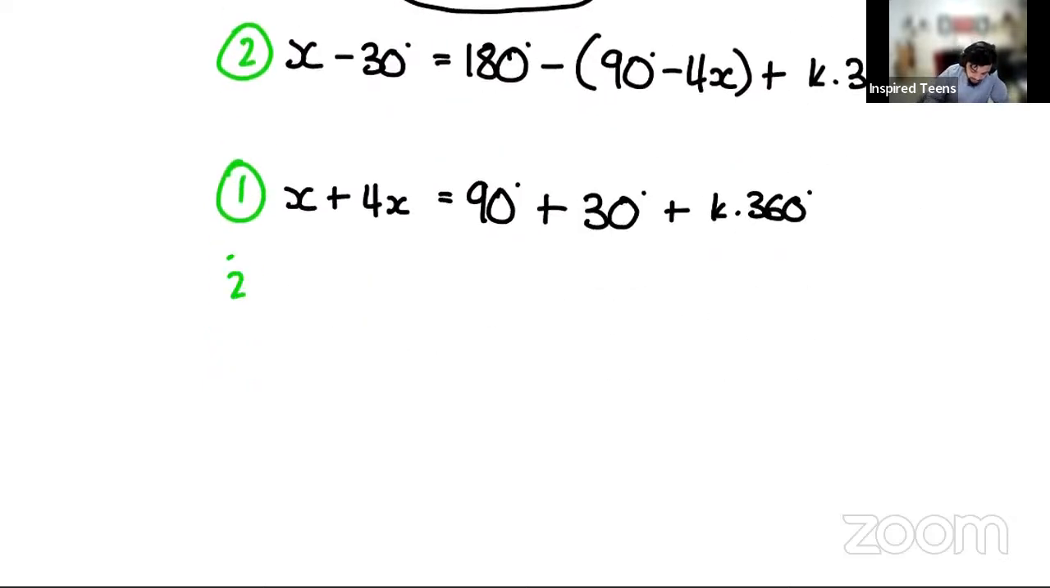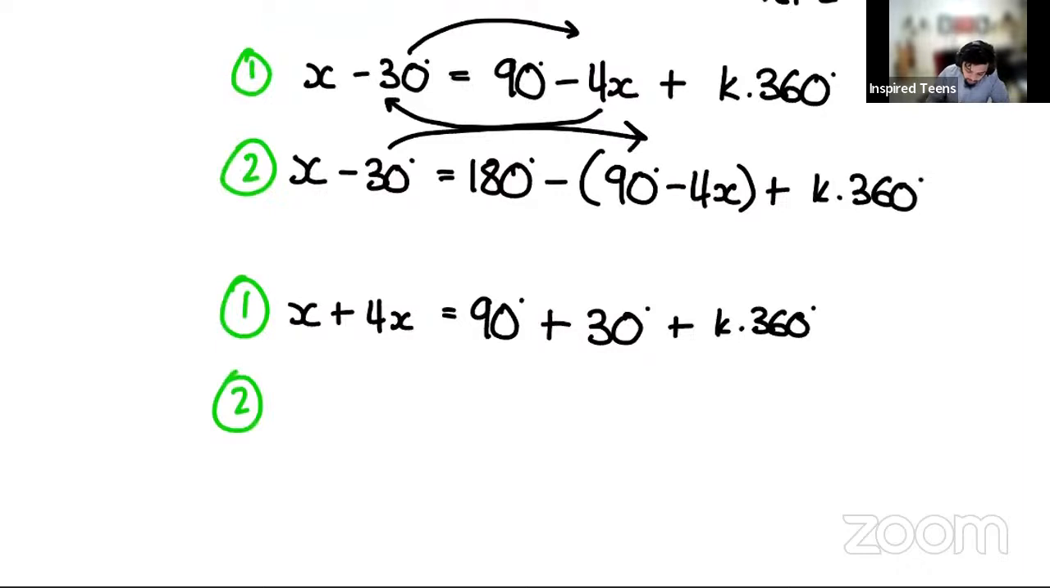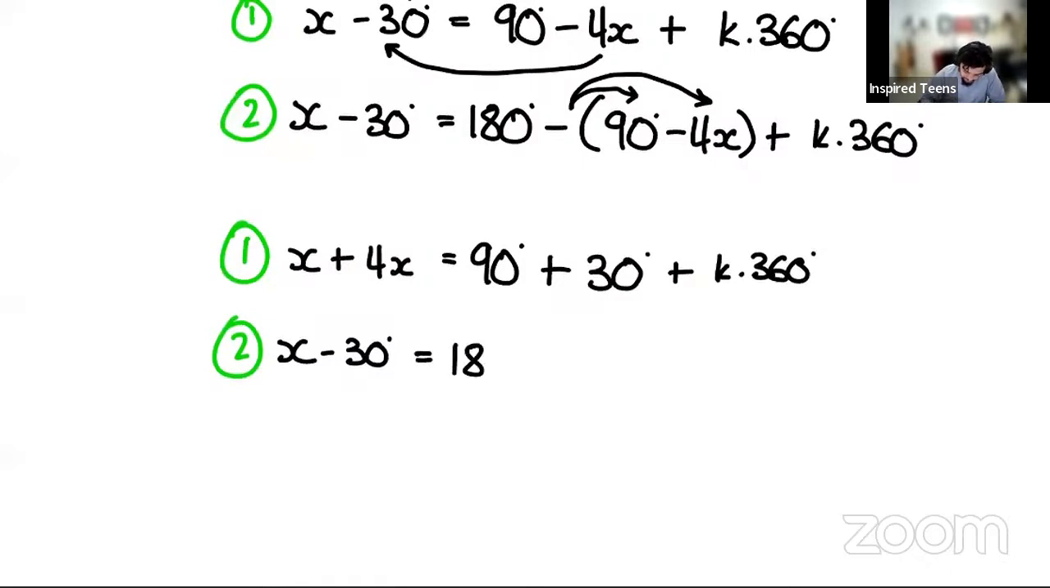Okay, then I simplify my second one. In the second one, I can take this 30 over. Let's leave it as x minus 30 for now. Let us simplify the right-hand side first. I have to open up this bracket. I have to multiply the negative. You don't have to write as many steps as I'm writing. If you're good at algebra, you can do your algebra in slightly shorter steps. That's perfectly fine. But I'm just taking it step by step. 180 minus 90, and then minus minus becomes plus 4x plus k times 360.